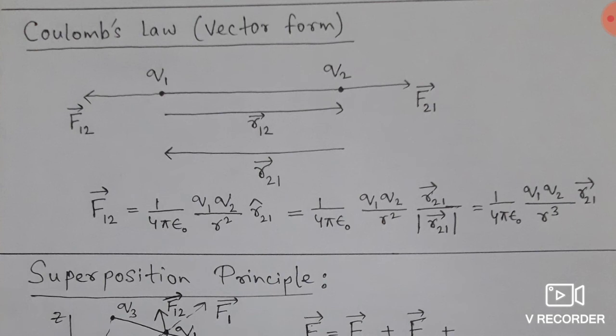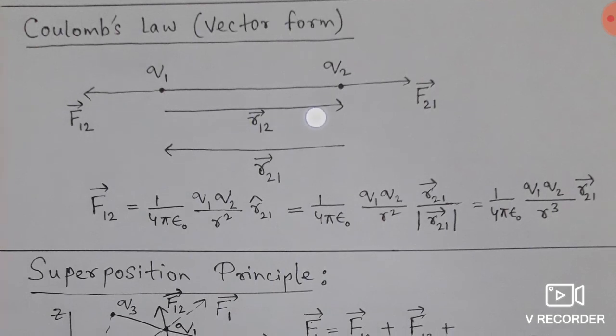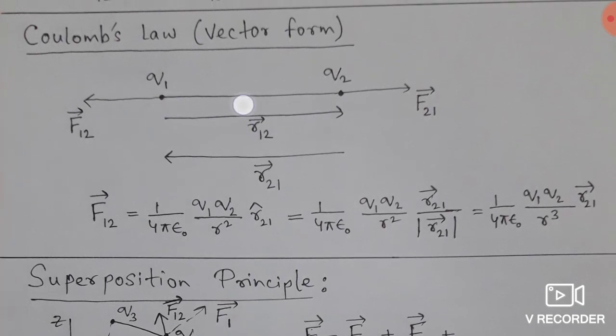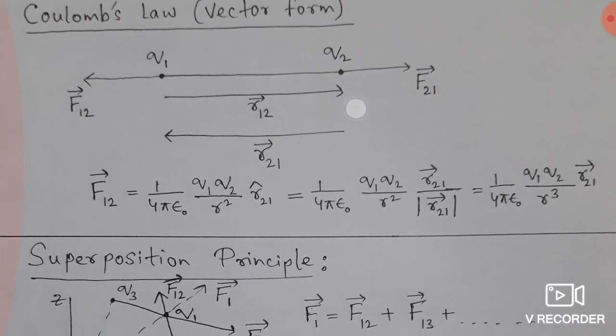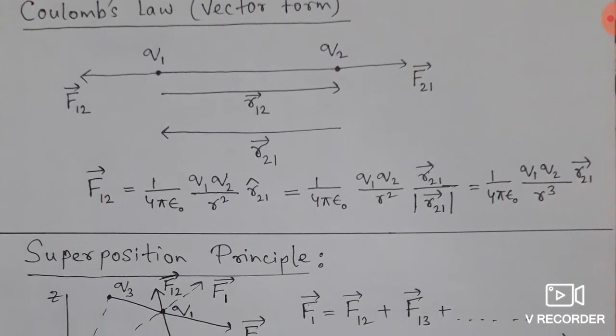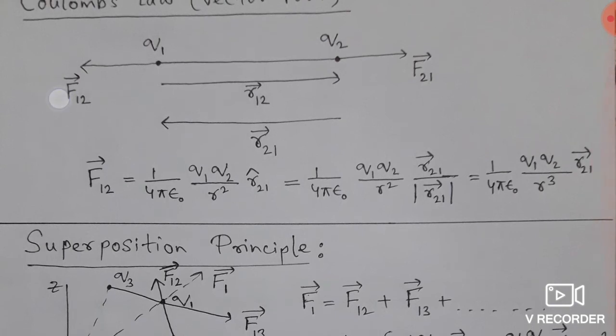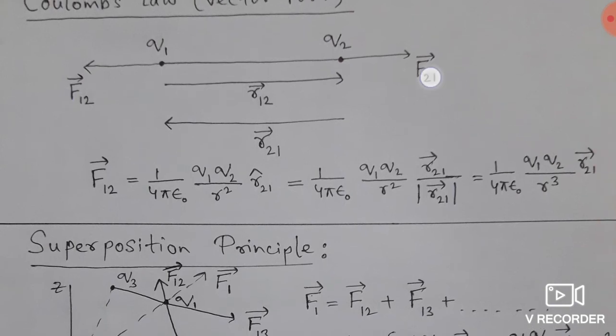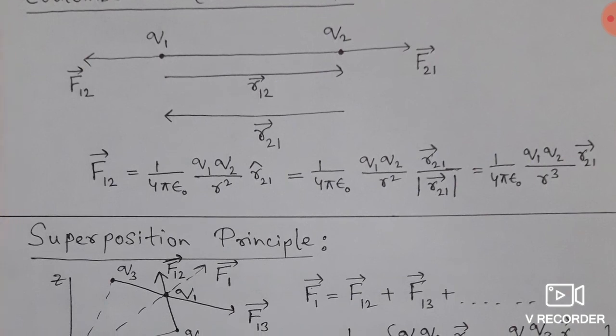Both are opposite. Now let R12 be the displacement from Q1 to Q2 along this direction, and R21 be the displacement from Q2 to Q1 along this direction. So R21 and F12 are along the same direction, and F21 and R12 are along the same direction. So let us now find the expression for the vector form of Coulomb's law.